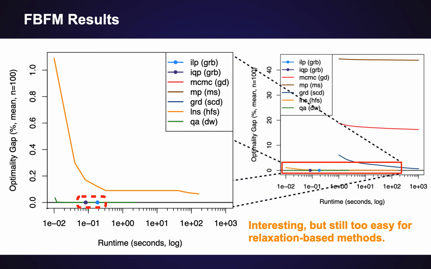So essentially these integer quadratic programming and integer linear programming methods see through the structure of this instance and instantly find the globally optimal solution. So it's not kind of an intrinsically difficult problem.